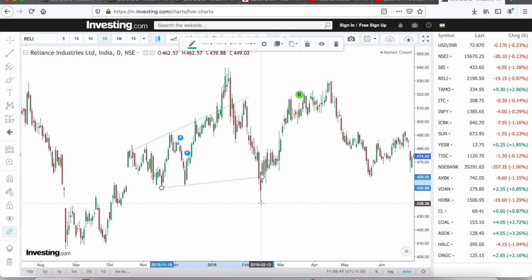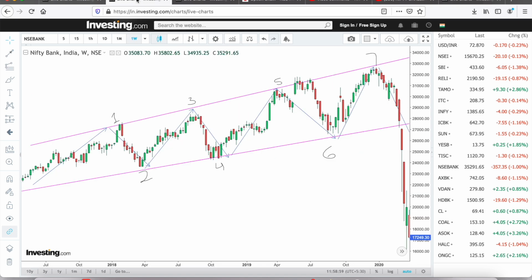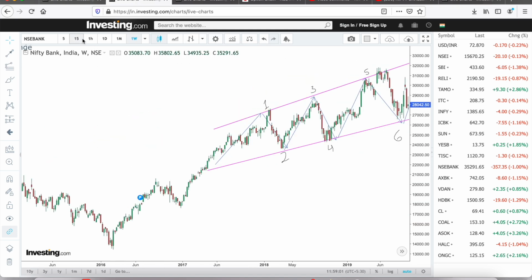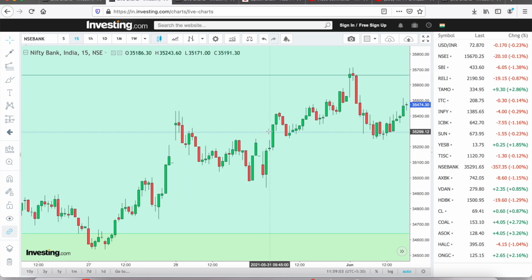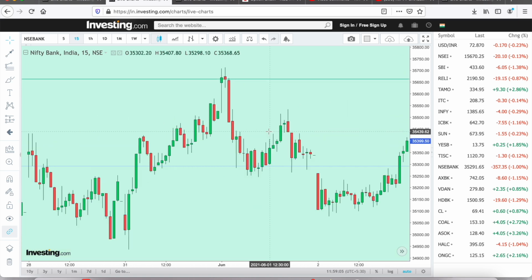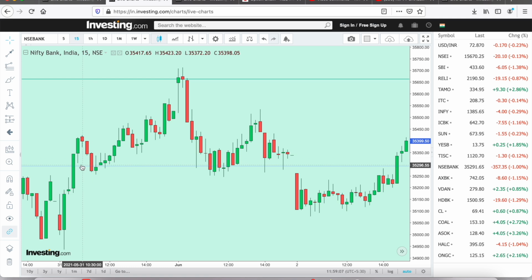I'll be discussing that in the next video. In that case, you will be buying, but I hope you have understood this pattern, and I hope you can use this in intraday levels. Let me see if I can show you somewhere on the intraday part. This is Bank Nifty. Let's come to a 15 minutes chart. See this on a 15 minutes chart.